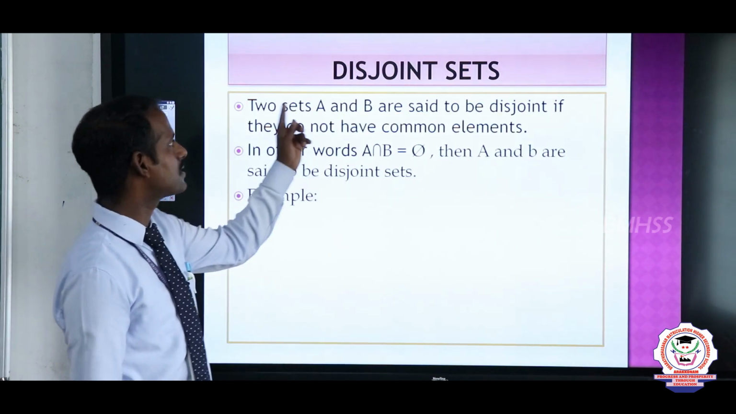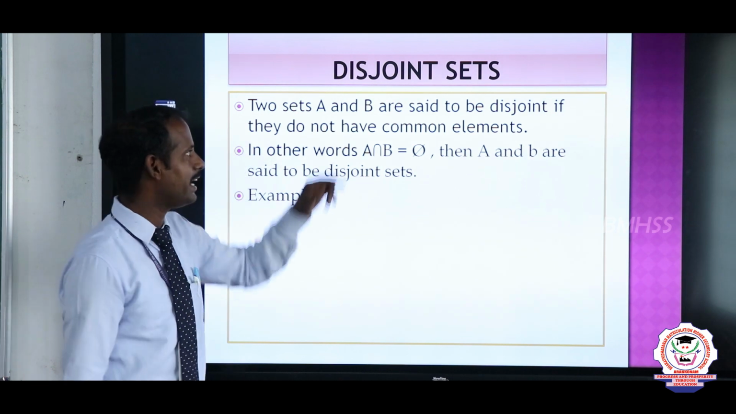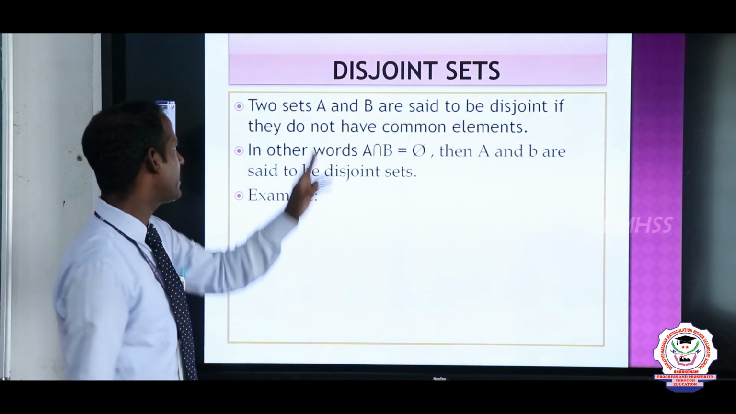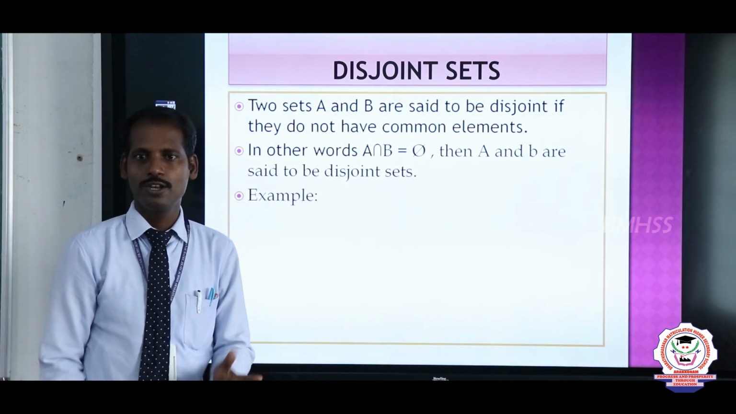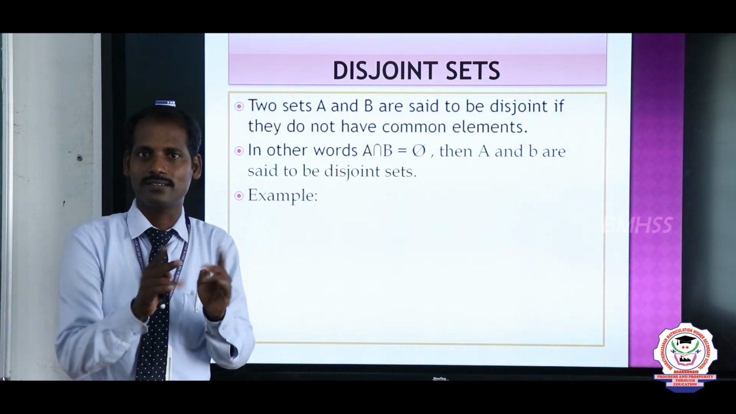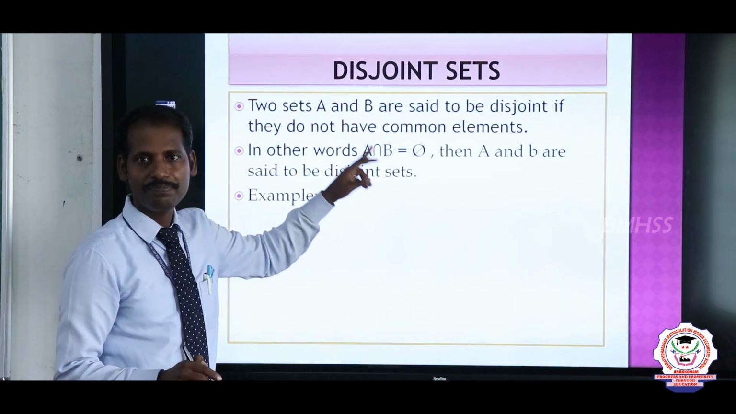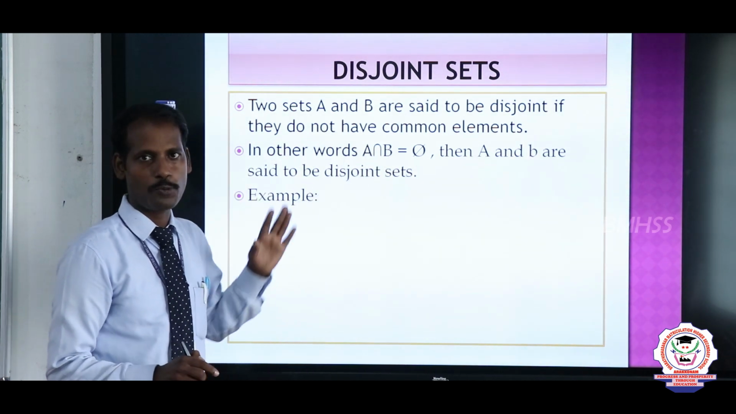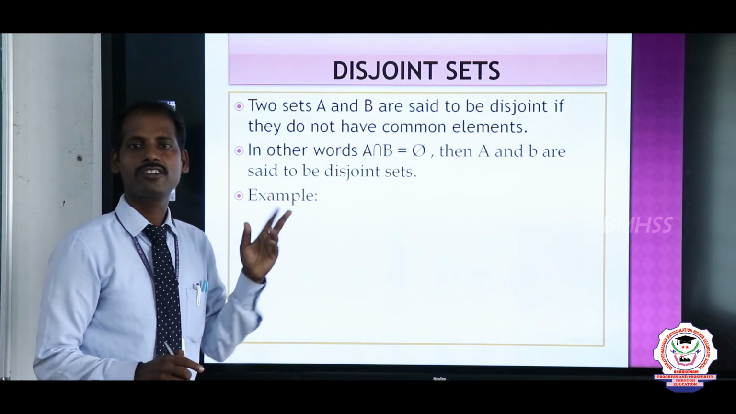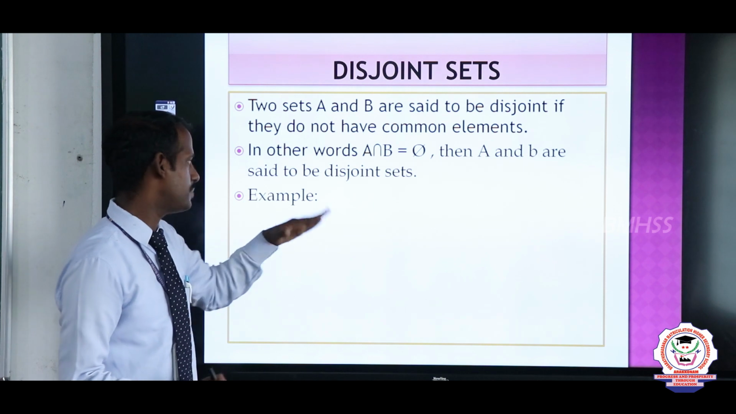Another topic is disjoint sets. What are disjoint sets? Two sets A and B are said to be disjoint sets if they do not have common elements. So here A and B have no elements in common. That is a disjoint set. In other words, A intersection B is equal to phi, where phi means null set. They have no common elements. So A and B are said to be disjoint sets.